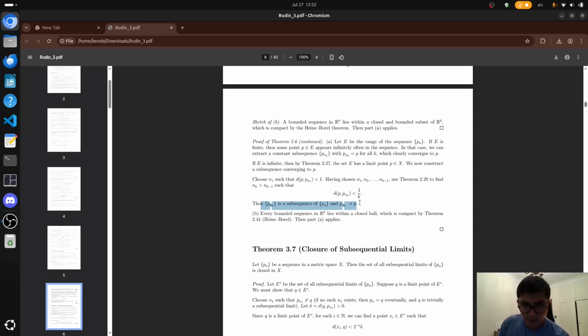Basically, we're just taking this to be like some sort of epsilon over here, and we know the smaller and smaller we get for this limit point, we can still find points p_nk in it because it is a limit point. So that means it converges with some subsequence.